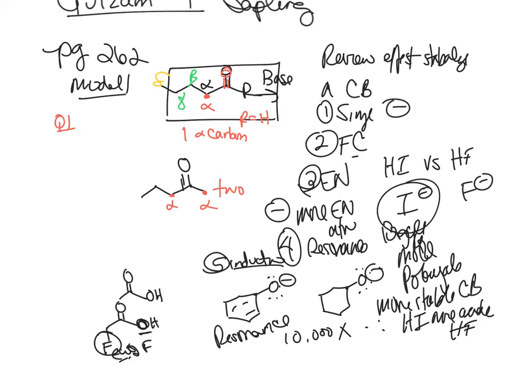Any hydrogen attached to the alpha carbon are called alpha hydrogens. So we have 2 here, 1, 2. Draw in the alpha hydrogens for the carbonyl shown. So draw these alpha hydrogens in. Those are going to be acidic.